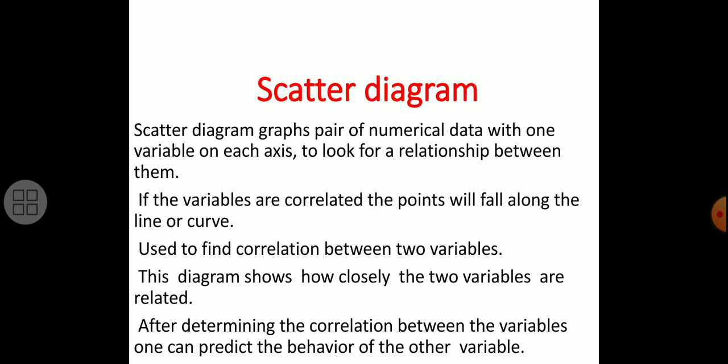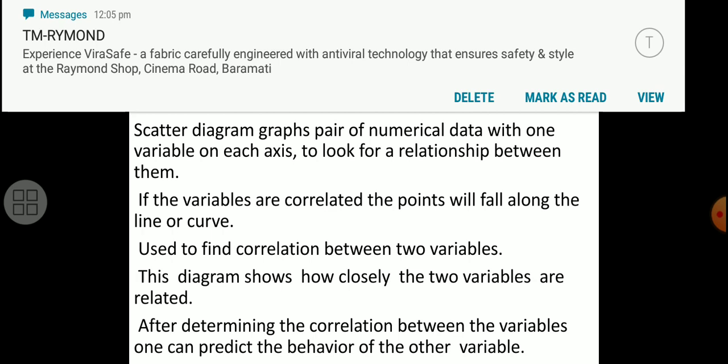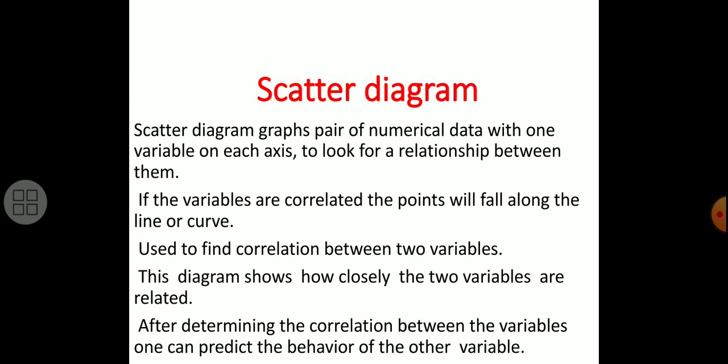Students, a scatter diagram graphs pairs of numerical data with one variable on each axis to look for a relationship between them. So in the case of a scatter diagram, we should have two variables in hand. One we sketch on one axis, another on the other axis, and if the variables are correlated, the points we have drawn on the graph will fall along a line or curve.